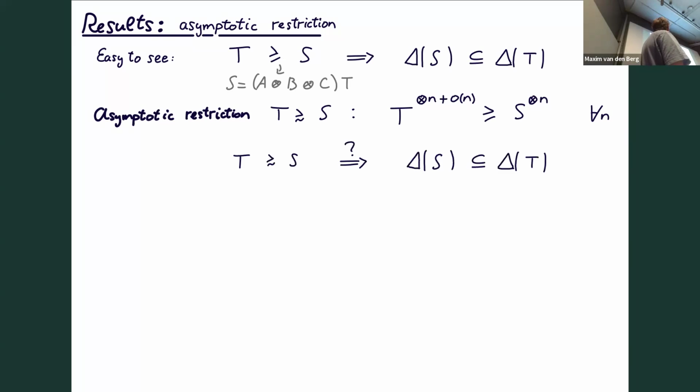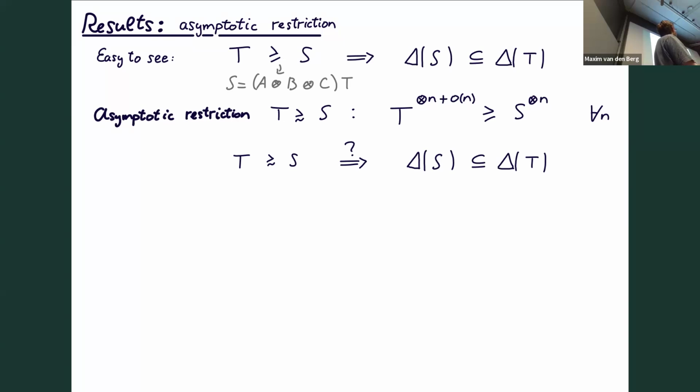A very natural thing to ask is, if you have an asymptotic restriction from T to S, do you then also get this moment polytope inclusion? We saw that the moment polytope really has some asymptotic information, also through these quantum functionals that I mentioned before.